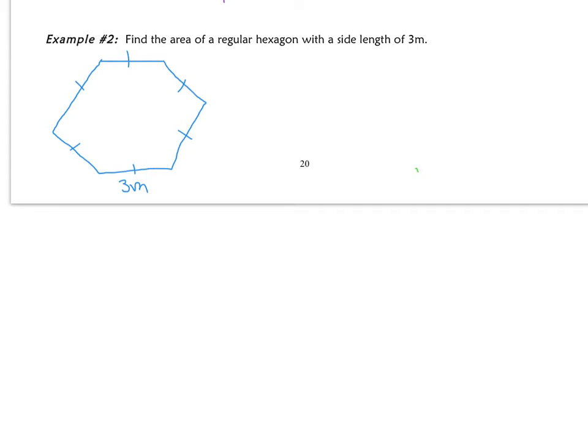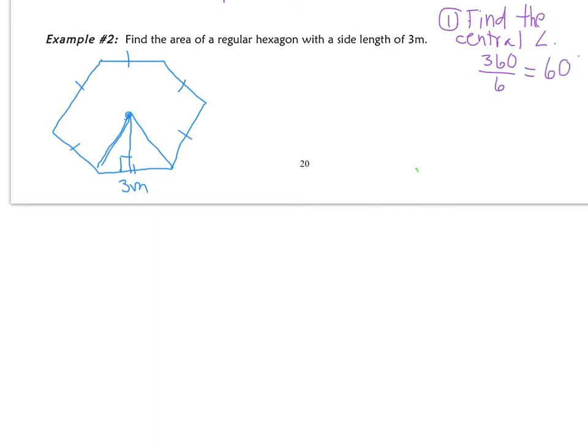The way that we're going to be finding areas of these regular polygons is we're going to be splitting them into triangles. So from the center to each of the vertices, I'm going to draw on both of those radii, and I'm going to create these little right triangles every single time. So here are the steps that we're going to follow. Step 1, find the central angle of that triangle. It's always going to be 360, and then you divide by the number of sides your polygon has. We have a hexagon, so we divide by 6. That gives me an angle of 60 degrees.